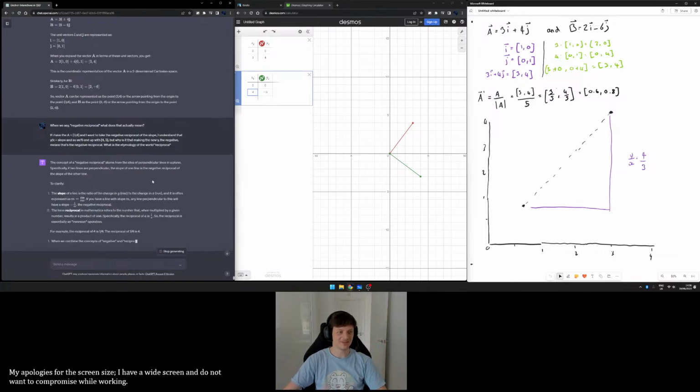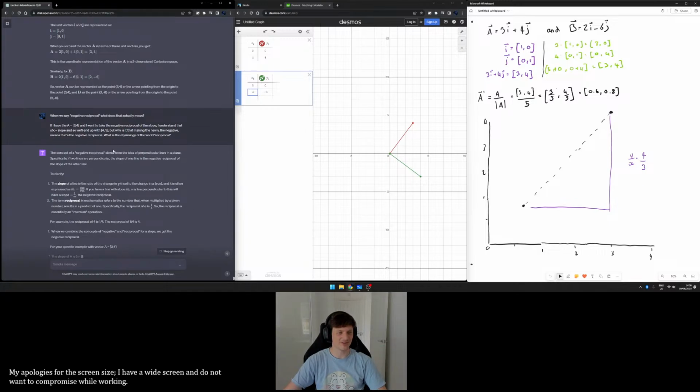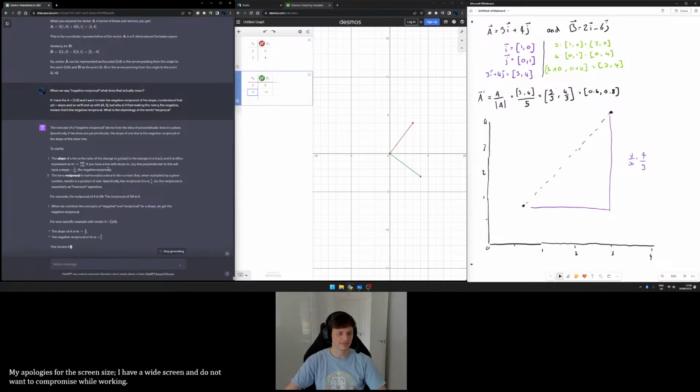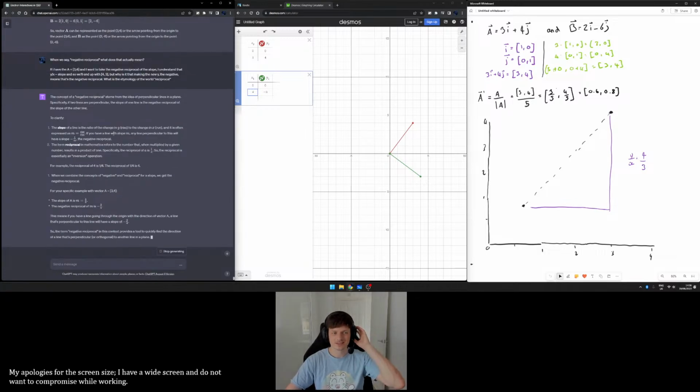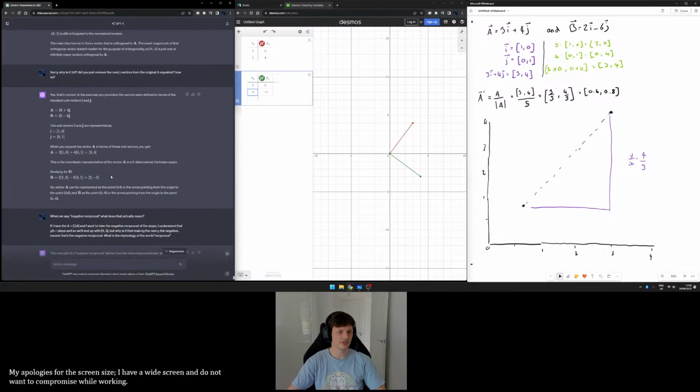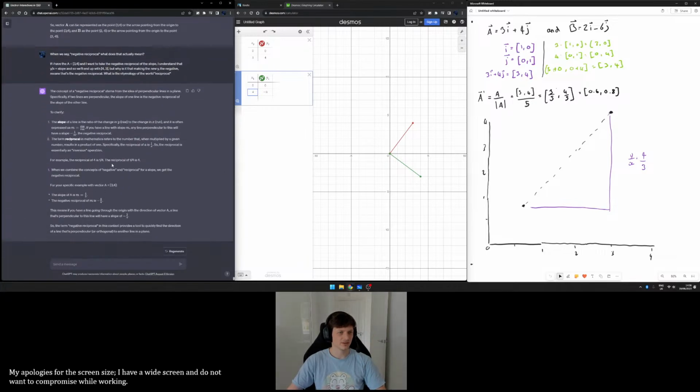Oh my, GPT-4, this is very slow. I think it's because it has loaded in everything above. I guess it's not using something like memory caching to empty out the top. Anyway, it seems to have sped up now. So it says the slope of a line is the ratio of the change in y, the rise, to the change in run, okay, x, and it is often expressed as m equals rise over run. If you have a line with slope m, any line perpendicular to this line will have a slope of -1/m.